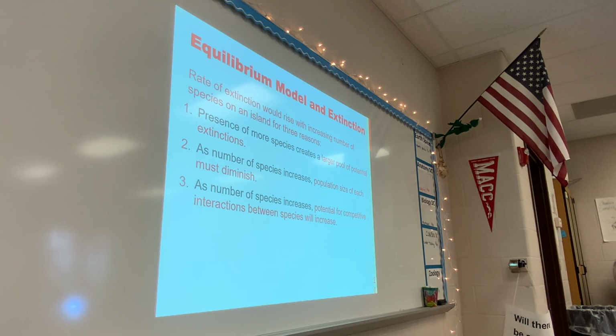Also, as the number of species increases, the population size of each must diminish, because as you're getting more of an individual, that's not going to be sustainable. So you're going to have those things diminish.